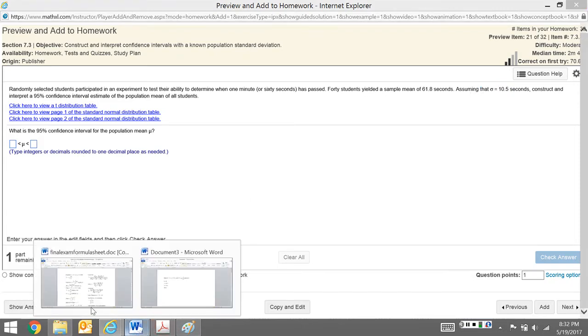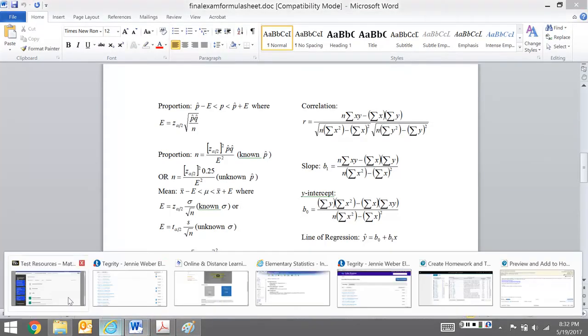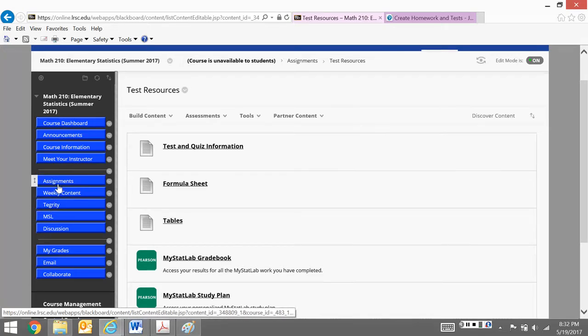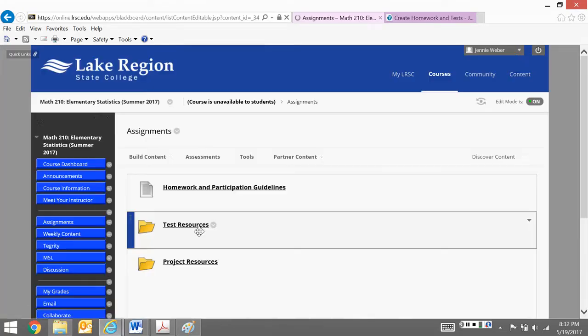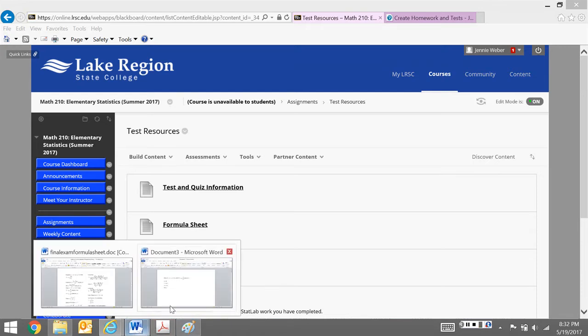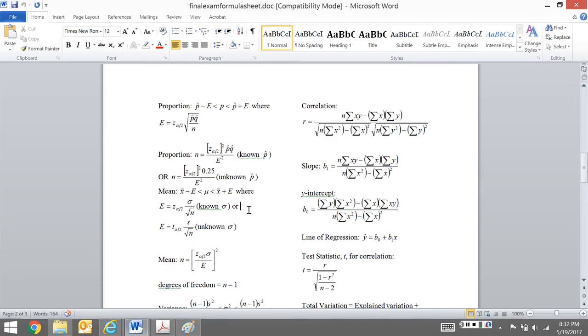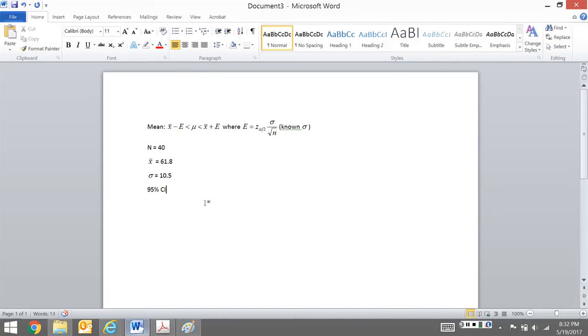So when I look at my formula sheet, and remember the formula sheet, if you want to use it, is here under Assignments, Test Resources. I have this one available for you to download. If you come over here, you can see I have the mean. There's our confidence interval. And we have two options for the error, the known or the unknown. We are known, so I'm using this right here. So I have that up here.